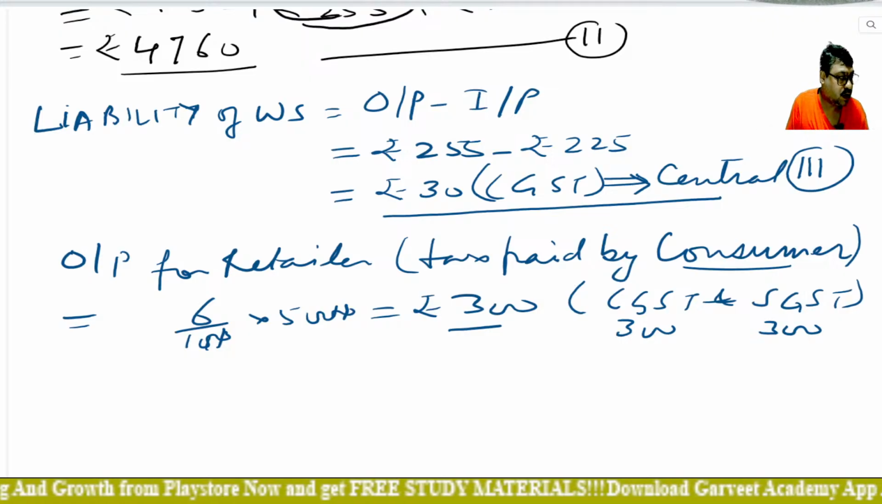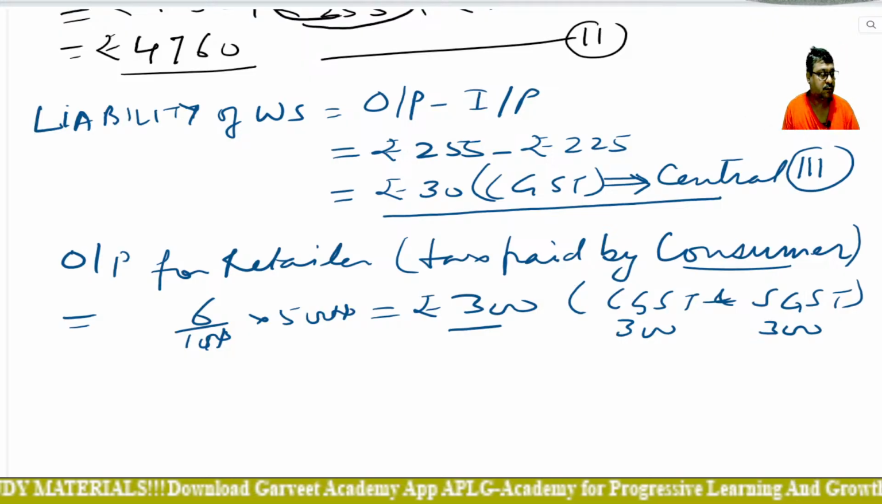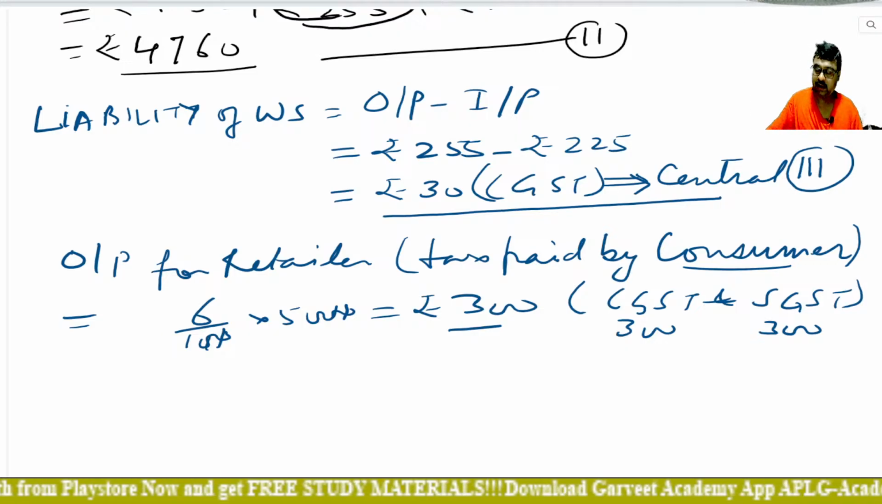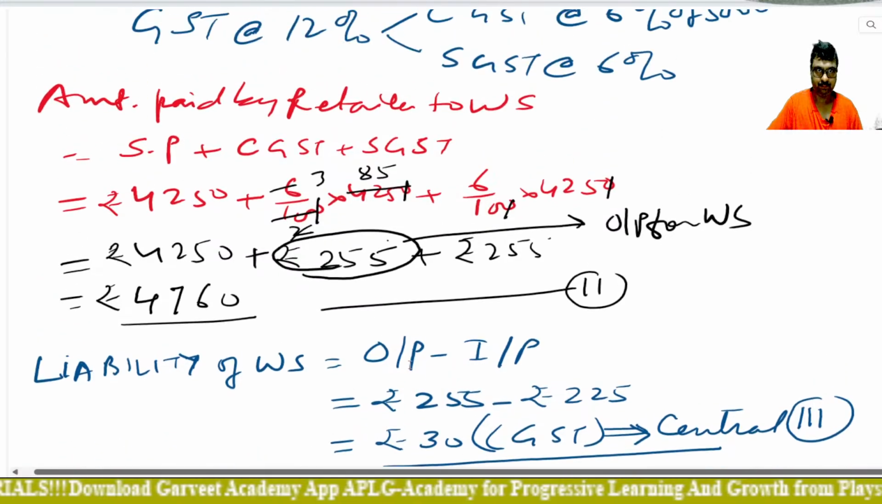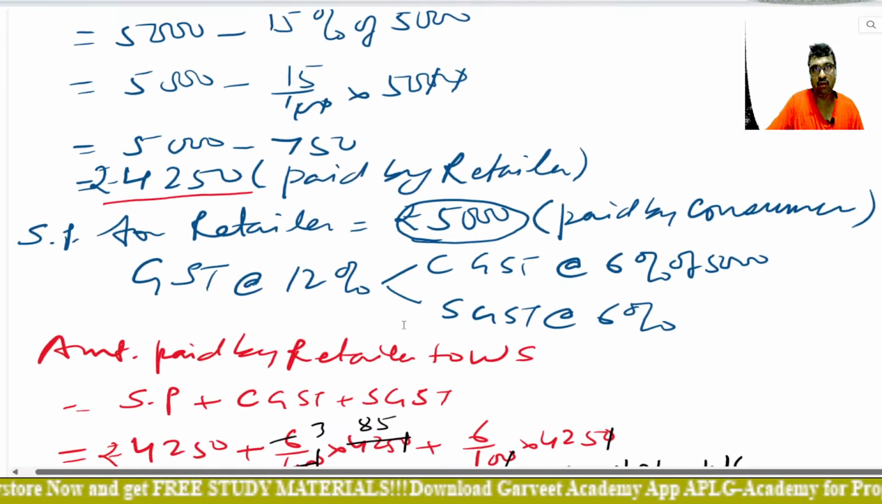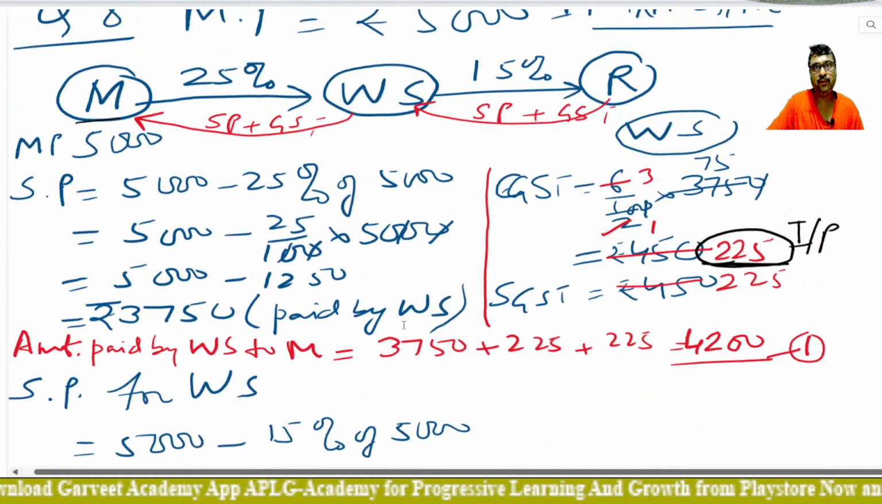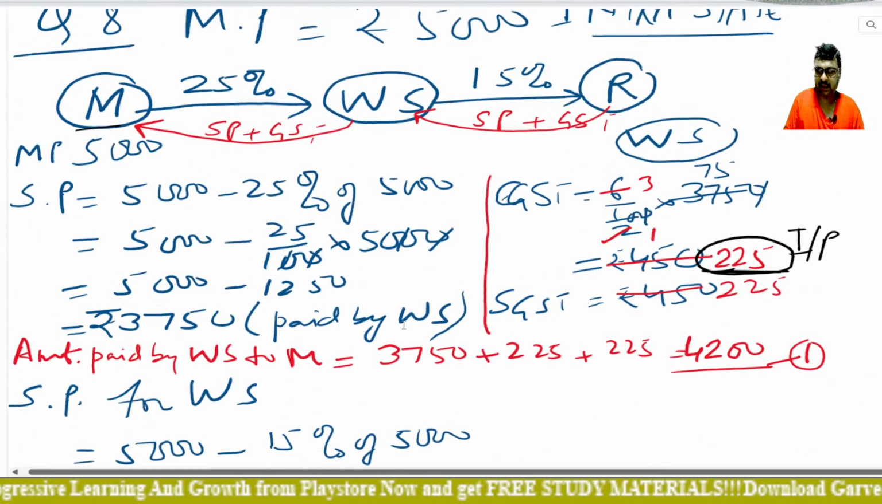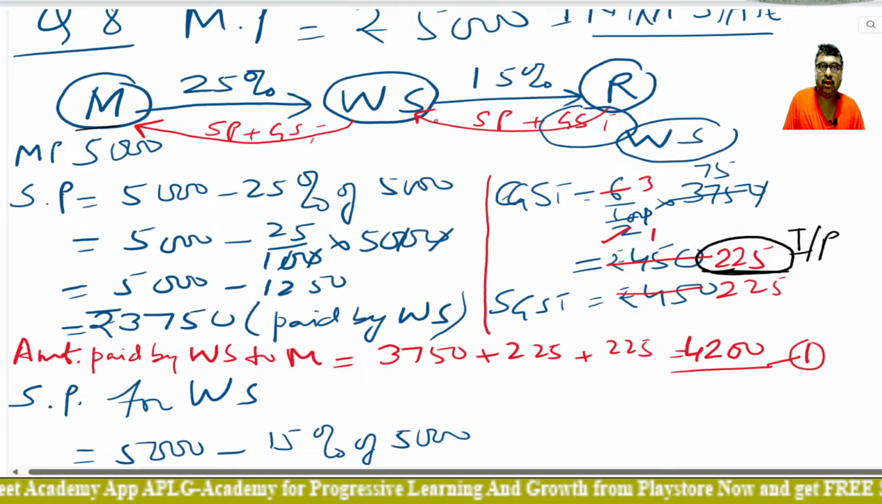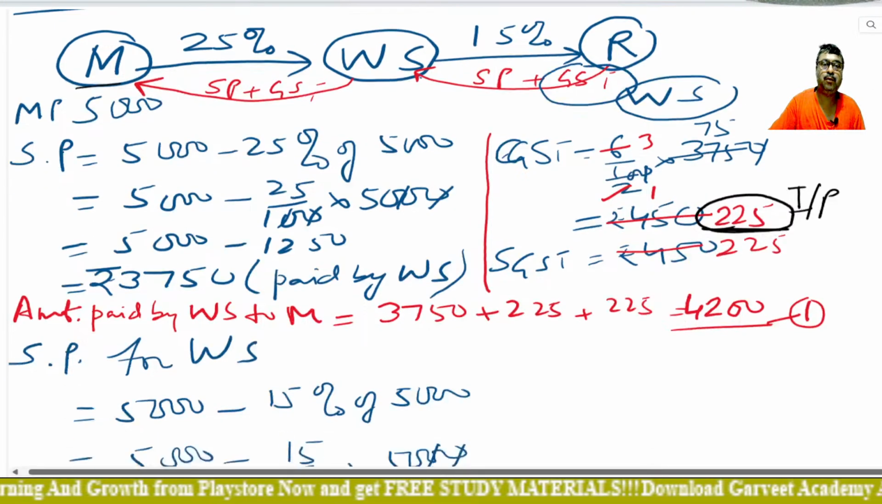But in the question you are asked to calculate the amount of tax which the retailer pays to the state government. So for state government, the amount paid by the retailer to the wholesaler is his input. The tax which the retailer pays to the wholesaler is his input.